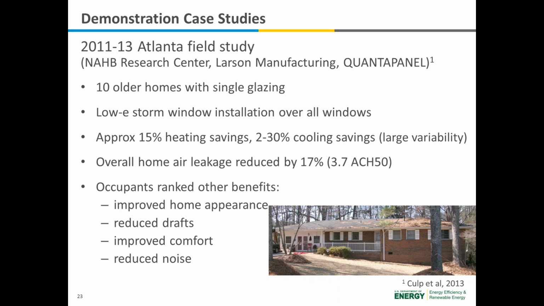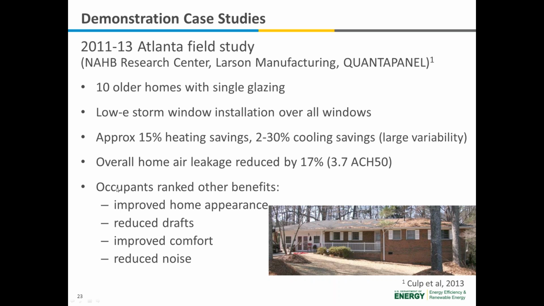By adding low-E storm windows, these were all exterior low-E storm windows, over the single pane windows, we saw approximately 15% heating savings, and then on the cooling side, we saw a range from 2 to 30%, which is very large variability. And we believe this large variability happened because these are old homes in established neighborhoods where you have a lot of variation, not just in orientation of which way the home is facing, the windows are facing, but also the degree of trees around there, tree coverage and shading. So we saw energy savings in all cases, but it did depend on the specific situation of the home.